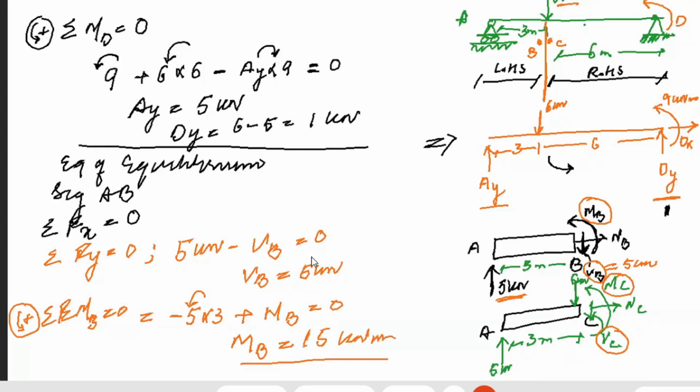But it's positive now. Keep this thing also in mind. It's positive. Therefore, you can say the assumption that we had made at point B, that the moment is in anti-clockwise direction, is true, is correct. Okay.